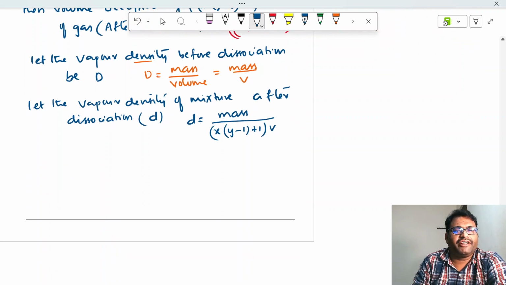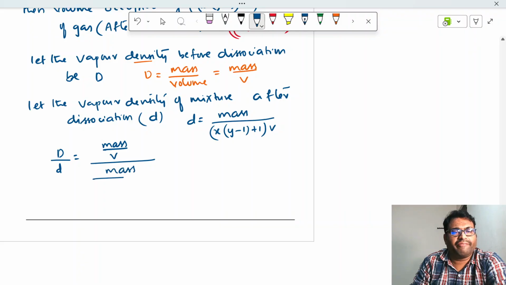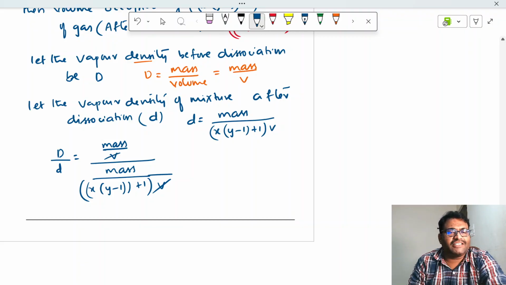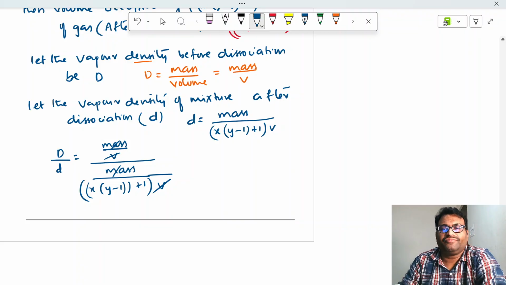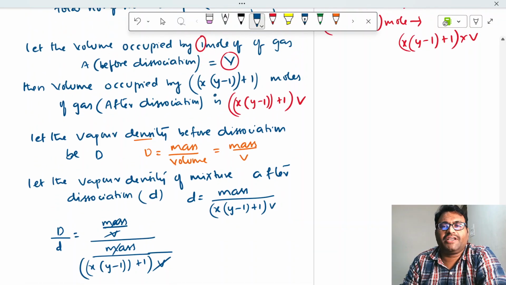Then if I divide D by d, D by d is equal to mass by volume V, divided by mass by (x into (y minus 1) plus 1) into V. V gets cancelled. Mass also gets cancelled. Why must the mass be cancelled?